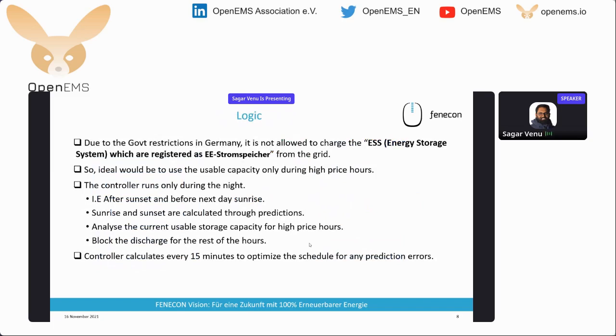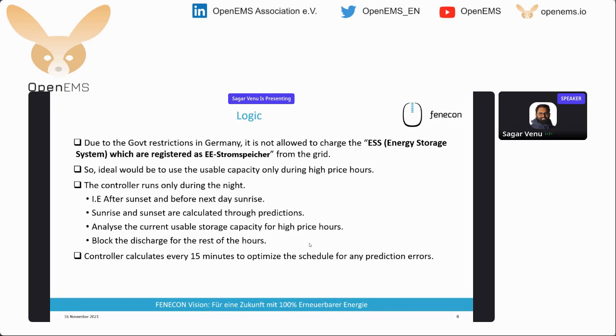On the logical side, as I've already mentioned, significant changes have been made from what we implemented initially. We had certain restrictions from the German market. For example, in Germany, storage systems registered as EEG-Stromspeicher are not allowed to charge from the grid.